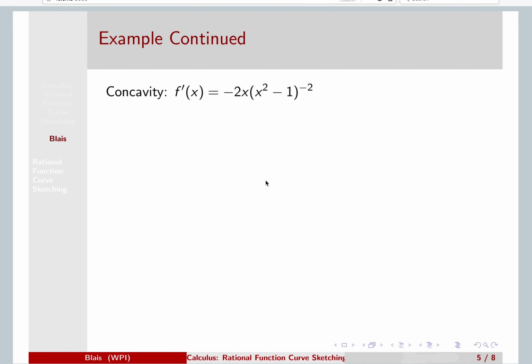So f double prime of x, we differentiate using product rule. So first, times the derivative of the second, which is a chain rule problem. We have minus 2, leaving the inside alone, x squared minus 1, to the minus 3, times the derivative of the inside, 2x, plus the second, x squared minus 1 to the minus 2, times the derivative of the first, which is minus 2.